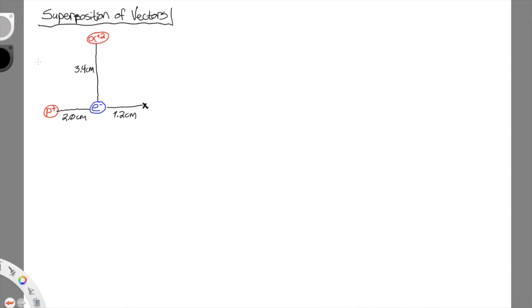And just to make things clear, I'm going to give each of these a name. I'm going to call the proton Q1. I'm going to call the electron Q2. And I'm going to call the alpha particle Q3.